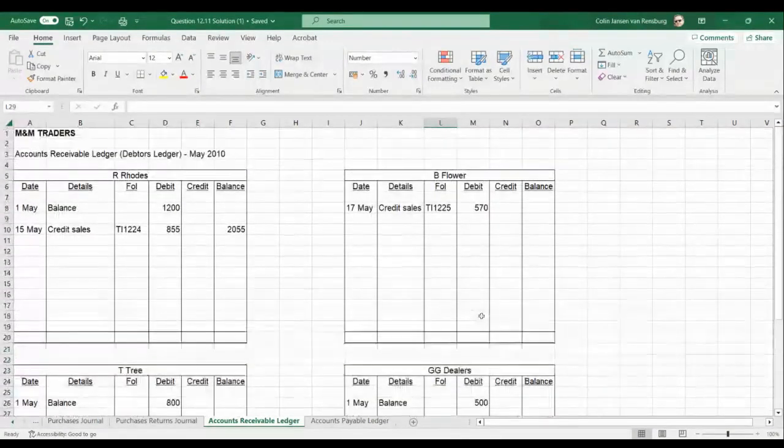Right, ladies and gentlemen, so that is our accounts receivable ledger done and dusted. We are happy. We have now updated all our transactions during the course of the month to the individual account holders. Let me just also get our running total there.